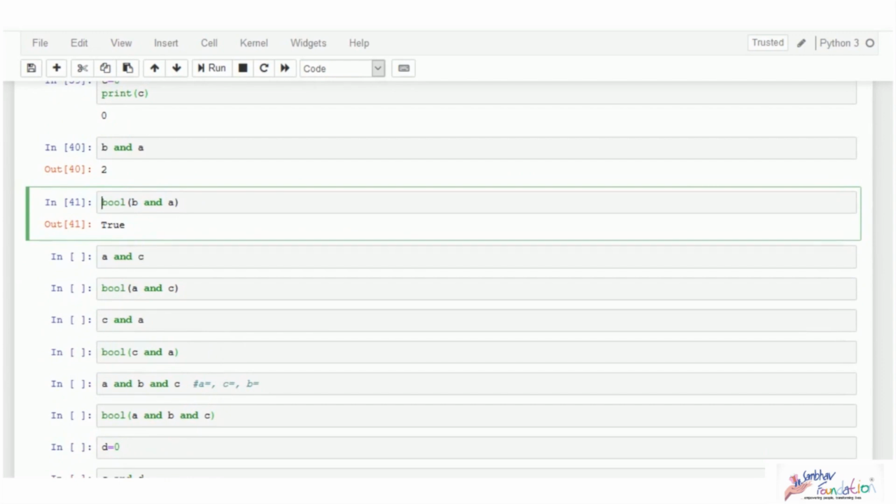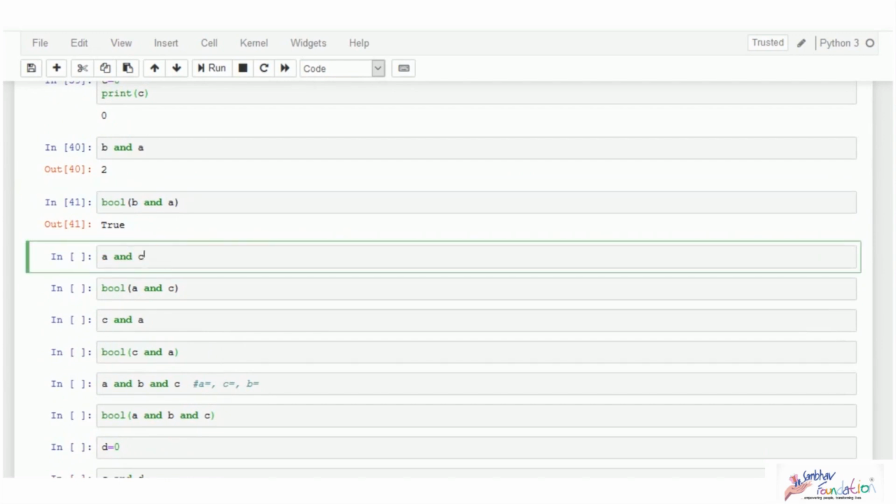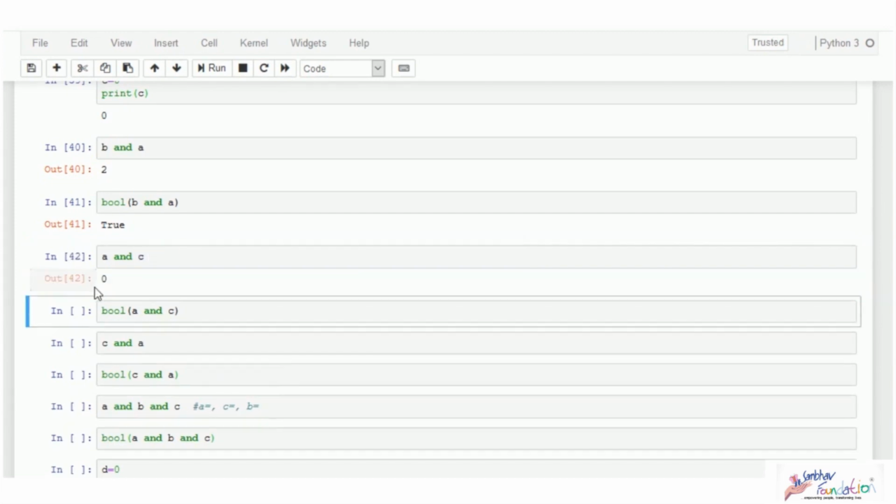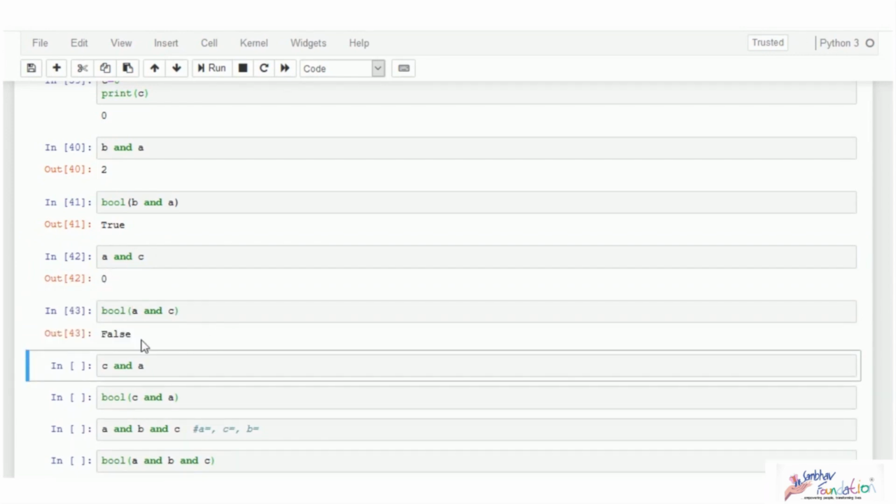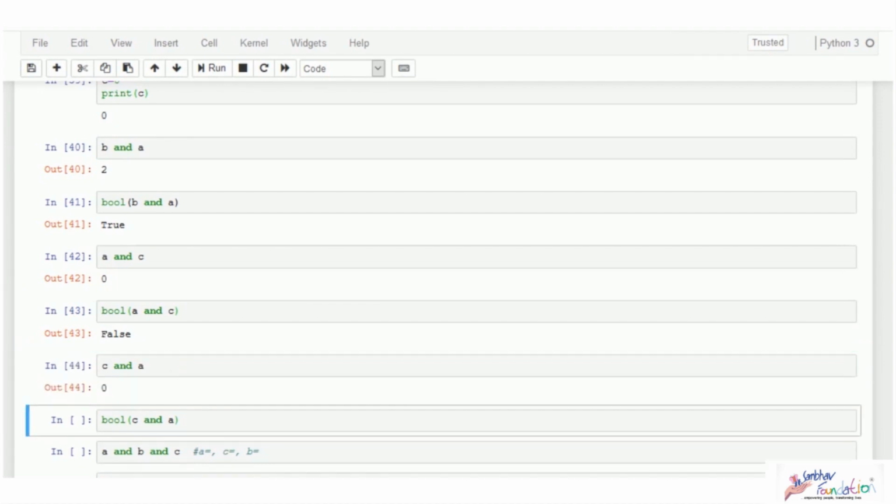Let's look at the next one. A is non-zero, but C is 0, which means A represents true and C represents false. So in AND, if any one input is false, the output is always false. So when you run it, we get the output of the false value. So here C is the false value, so you get the value of C, which is 0. And again, when you run the Boolean value of this output, it is false. So even if you change the order, so here we had A and C, now we are changing the order to C and A. So even if you change the order, once there is a false value when using the AND operator, the output is false.